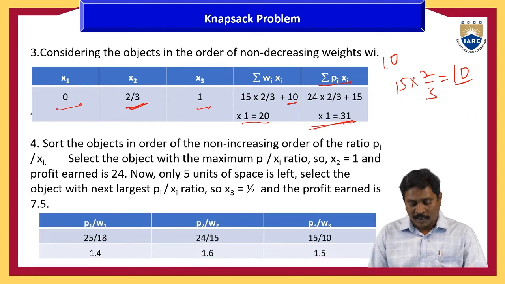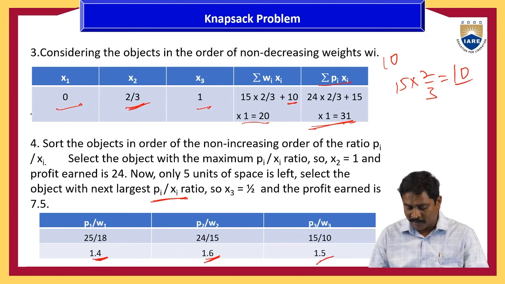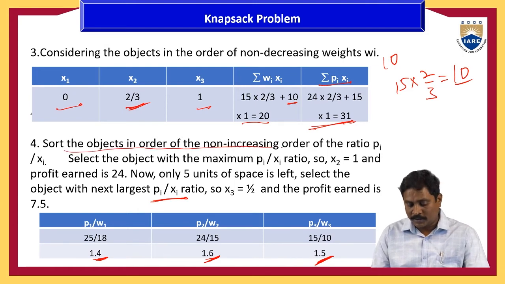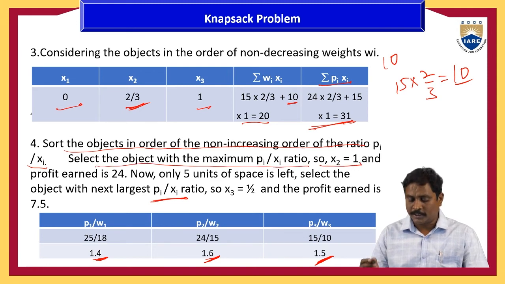Next, another way is using P1 divided by W1, P2 divided by W2, P3 divided by W3. Depending on these values, we find the x1, x2, x3 values. P1 by W1 is 1.4, P2 by W2 is 1.6, P3 by W3 is 1.5. Now sort the objects by the ratio Pi by Wi and select the object with the maximum ratio. So we choose x2 equal to 1.